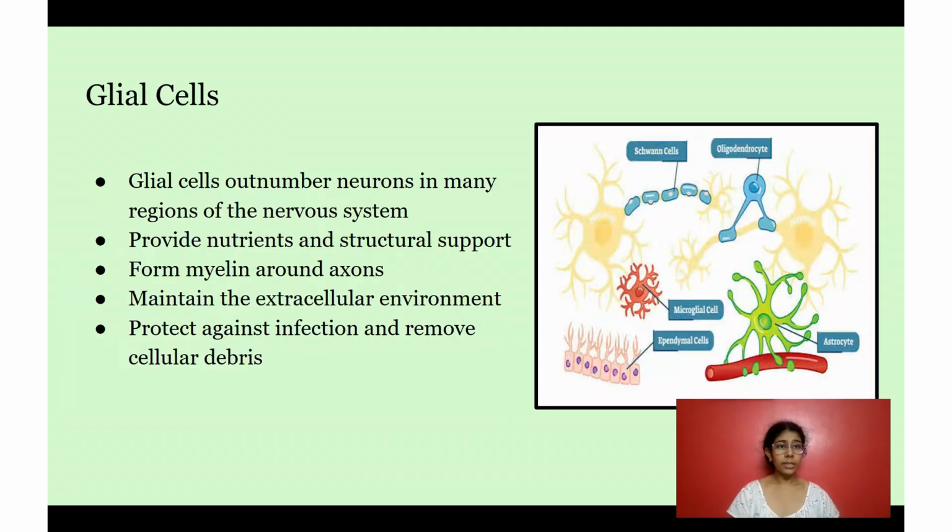Now, when we were talking about cellular neuroscience in Mod 1, we talked about how it was the study of neuronal and glial cells. So that means glial cells are different from neurons. In fact, they far outnumber neurons in several regions of the nervous system. They provide nutrients and structural support, form myelin across the axons, maintain the extracellular environment, and protect the neuron from infection while removing all cellular debris.